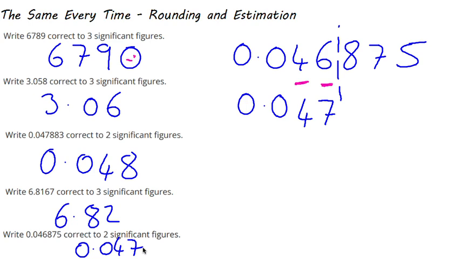So there's some examples rounding to significant figures. Yes, it is a little bit more difficult than rounding to decimal places. With practice though, what do we find? It's the same every time. You can learn how to do it, get yourself into the marks, get yourself into the grades.